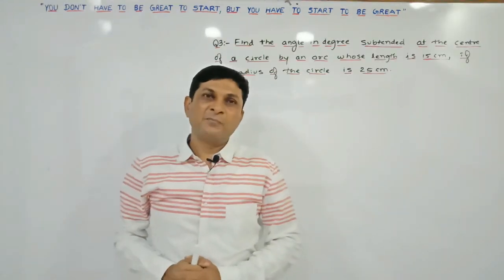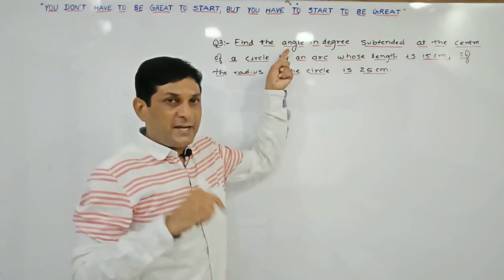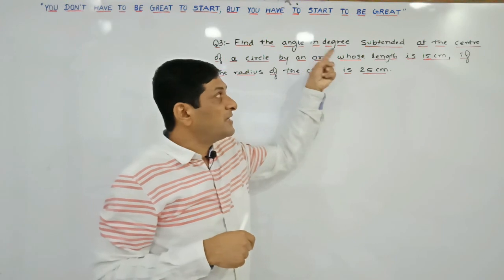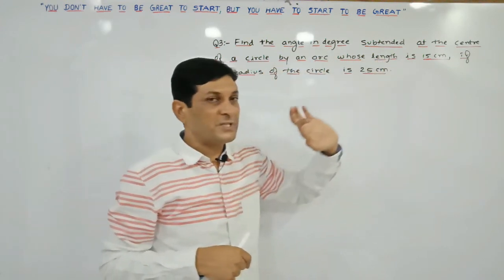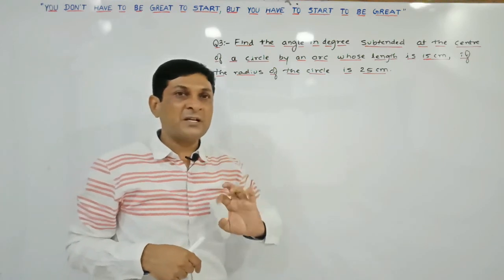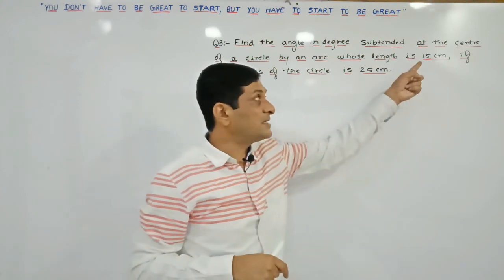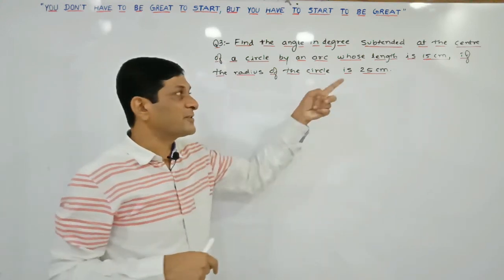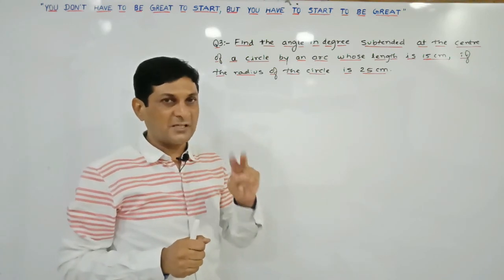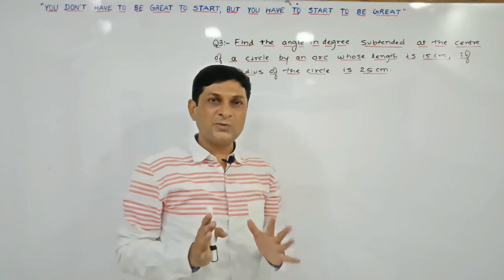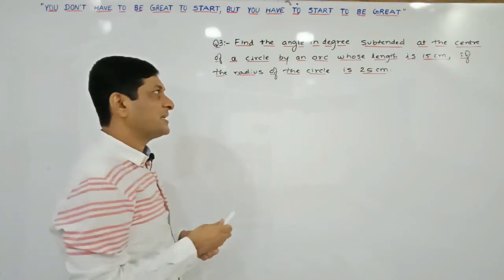Now see question number 3. In this question we have to find the angle. Angle means what? Theta. And this angle we have to find in degrees, which is subtended at the center of a circle by an arc of the circle whose length is 15 centimeter. Means 15 centimeter is the length of the arc, but the length of an arc we generally denote by what? S. Means S is given to us as 15 centimeter, if the radius of the circle is 25 centimeter. Means the length of the arc and the radius of the circle, these two values are given to us, using which we have to find the angle theta, which is subtended by the arc at the center of the circle.